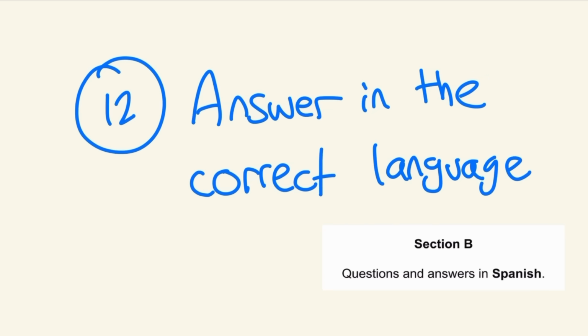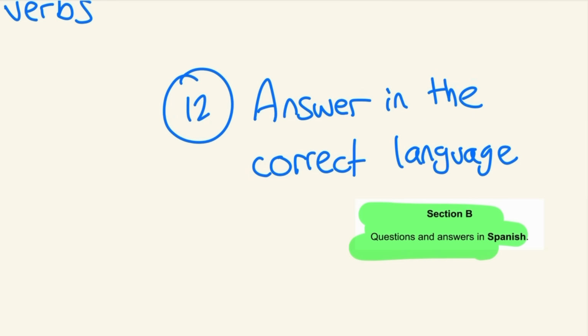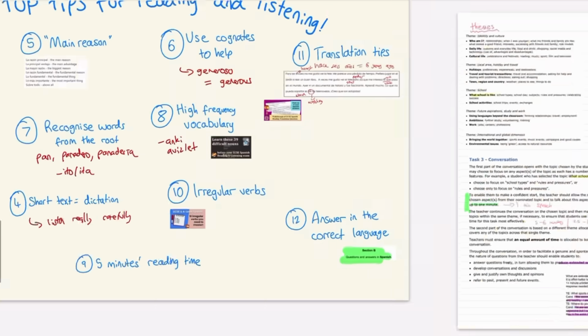In the 5 minutes of prep time that you get, I would get a highlighter and highlight all over section B, reminding yourself in the future that you need to answer in Spanish, and this is for AQA. Okay, and that concludes my 12 top tips.